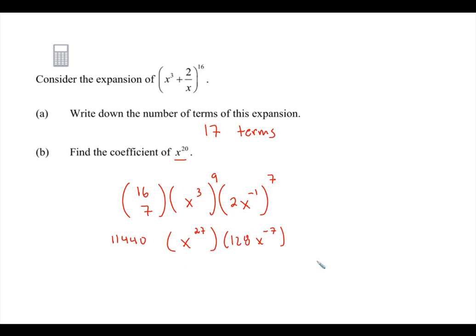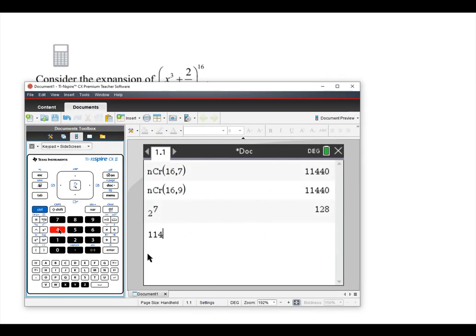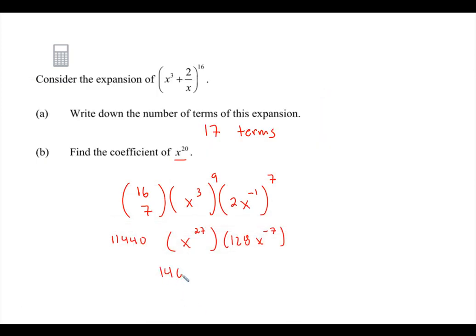So if we simplify all this, basically we're multiplying 11,440 times 128, and we end up with 1,464,320, right? So we've got 1,464,320 x to the 20th. So our coefficient of x to the 20th looks like 1,464,320. Okay? That would be your answer.